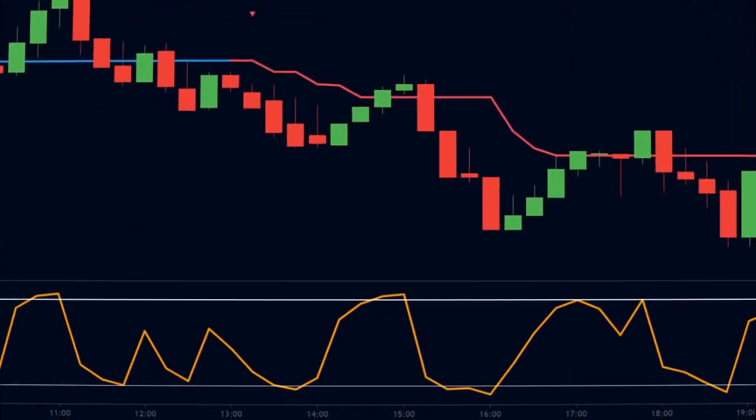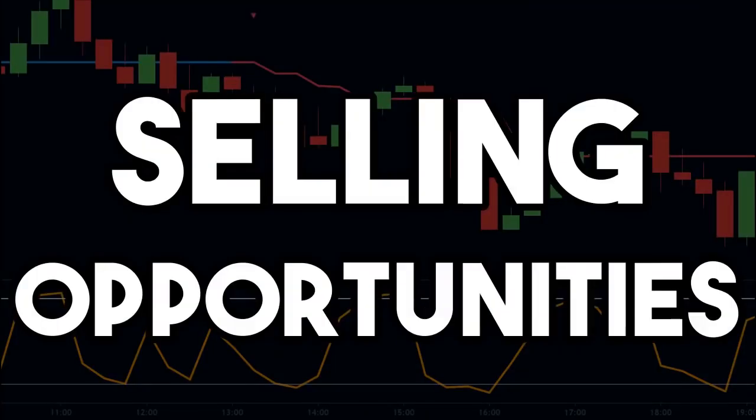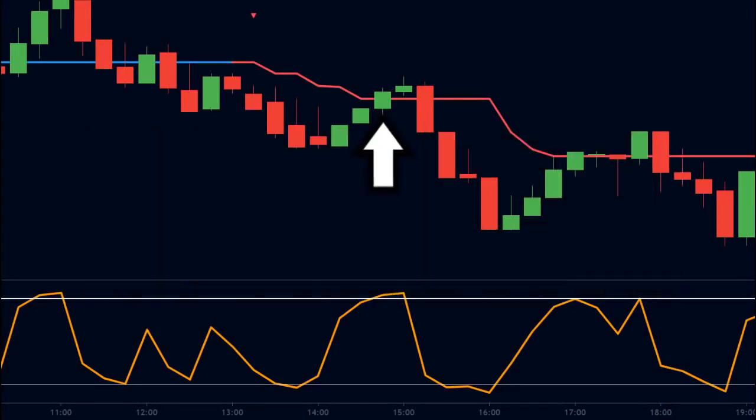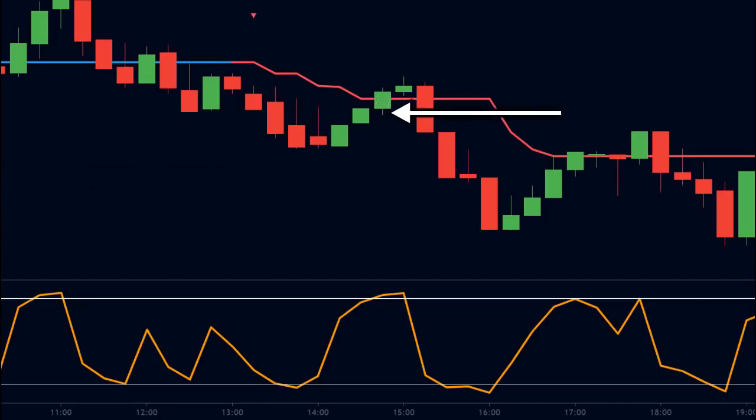Here is an example. We can clearly see that the half-trend is red. Therefore, we are looking for selling opportunities only. So, we wait for the RSI to go above 90. Here we see that on this candle, the value of the RSI is above 90. So it satisfies both the rules. The half-trend is red, and the RSI is above 90. Hence, this becomes our trigger candle. So we place a sell order below the low of this candle.